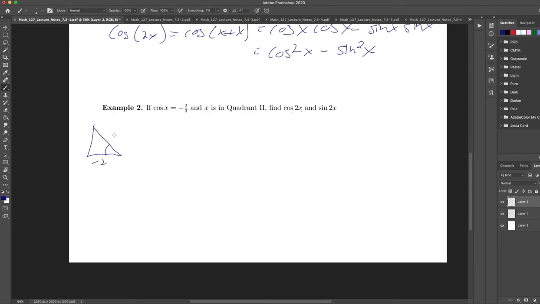Notice we'll have minus 2 over 3, because this comes from what x is. Here we can solve for this side, so it would be 3 squared minus 2 squared, which is just 9 minus 4, so it's the square root of 5.